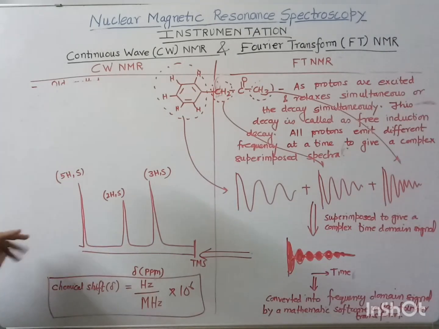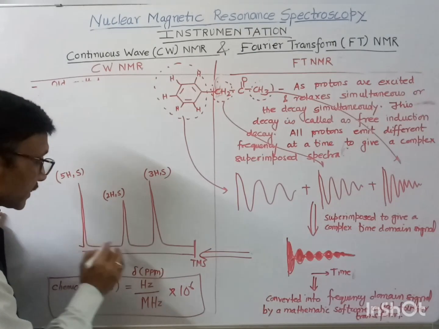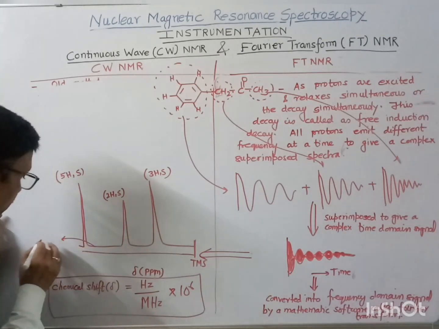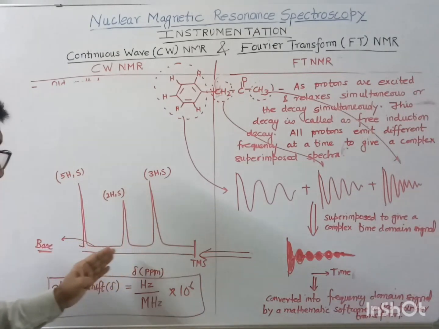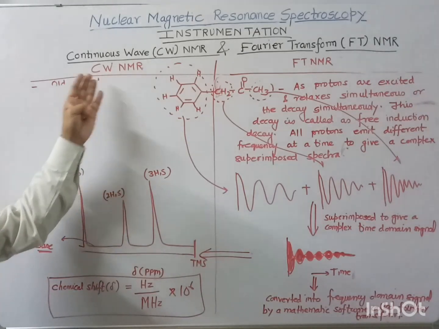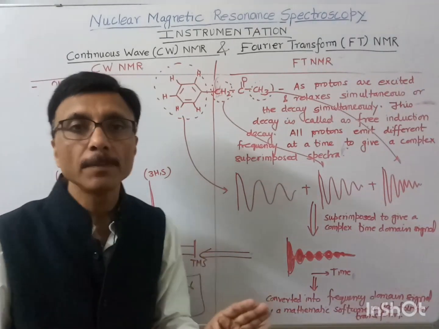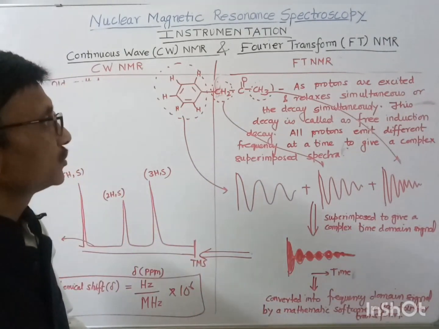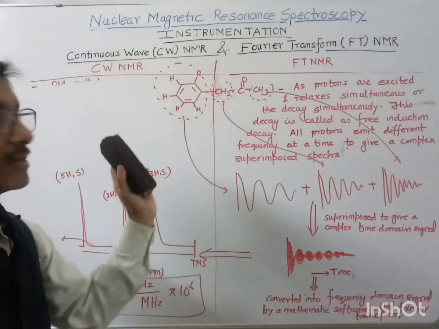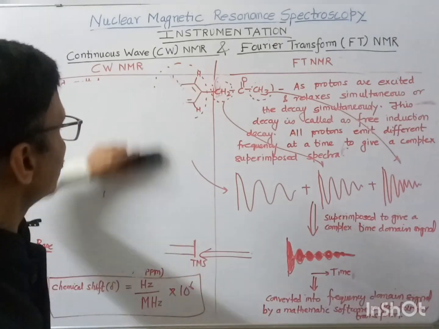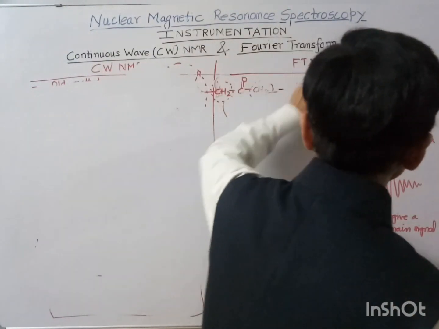The same spectrum is obtained, but some ringing or noise may be there. In this spectrum, various noise will be there at the baseline. This is called the baseline. The baseline is not so clear in CW-NMR. Here, a lot of noise would be there at the baseline, whereas in FT-NMR, no such baseline noise is there. So these are some differences. Now let us see some advantages and disadvantages. What are the disadvantages of CW-NMR and what are the advantages of FT-NMR? Let us see.